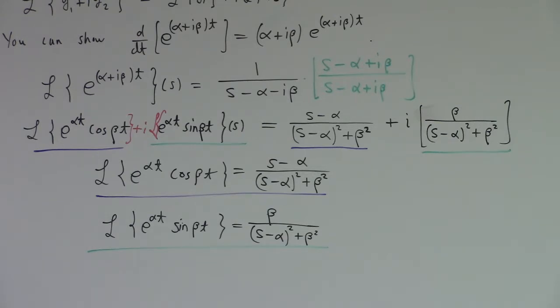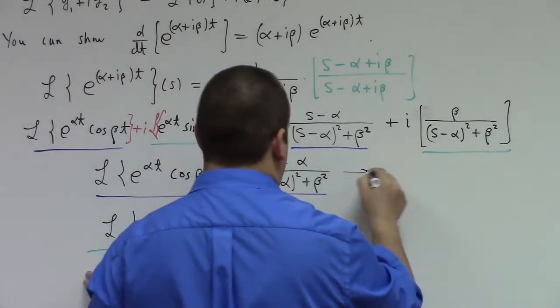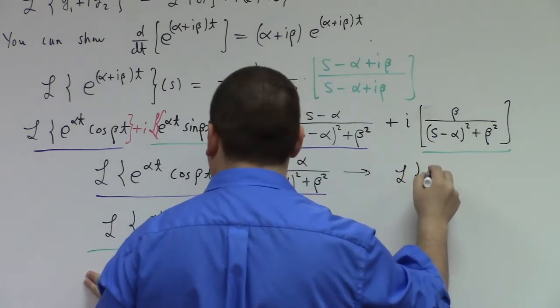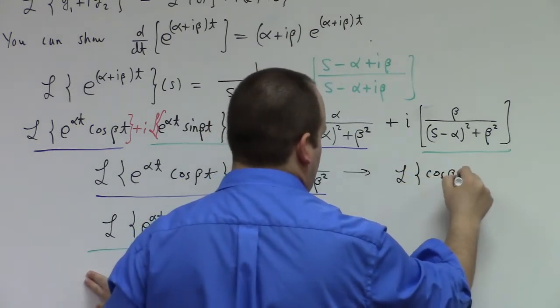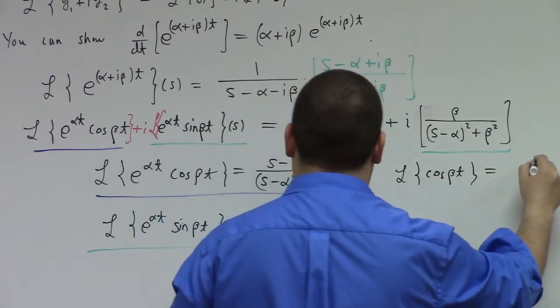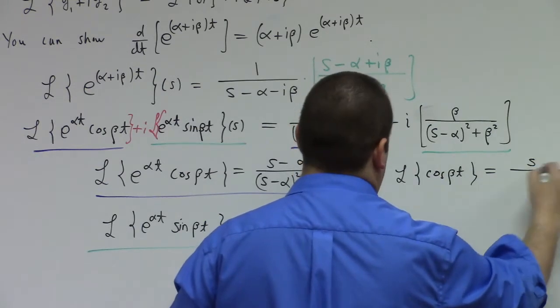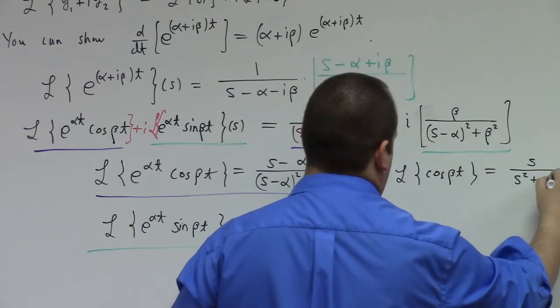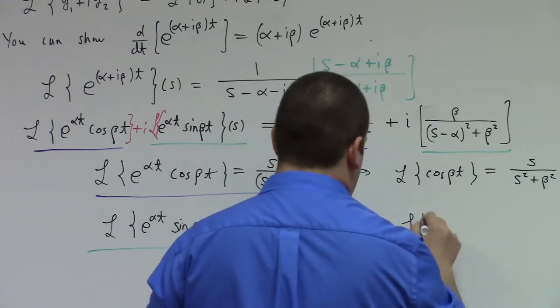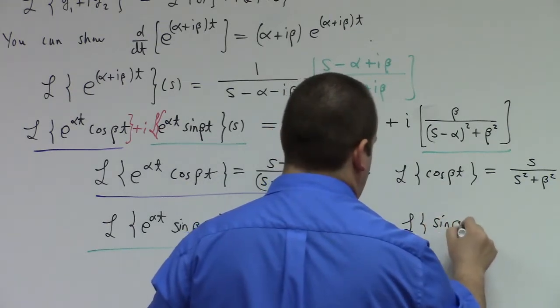Anyway, are we good on this? So then if we take away the exponential in front, cosine, that's useful to note. The Laplace transform of just cosine beta t is simpler. And that's true. Oftentimes we just need that.